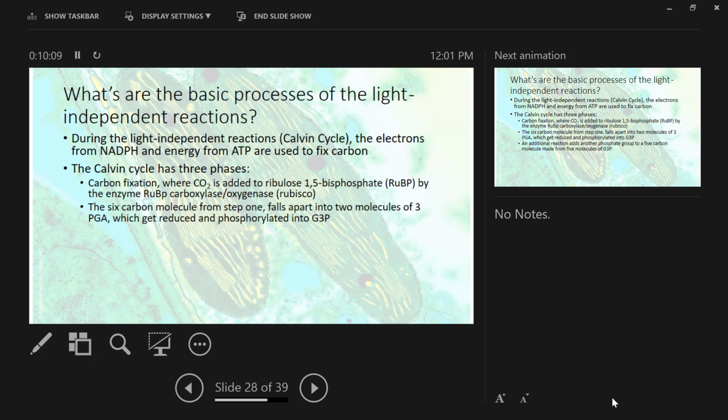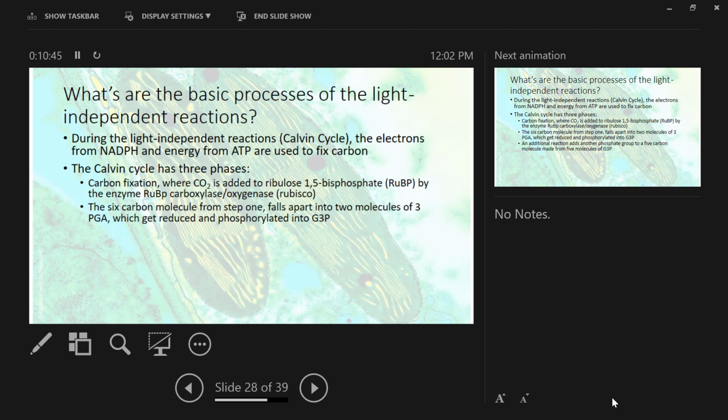Okay, so the second part was once you attach that carbon dioxide to a 5-carbon sugar, you get a 6-carbon molecule that immediately falls apart into 3-PGA, and this gets reduced and further phosphorylated into ultimately G3P, glyceraldehyde 3-phosphate, which is a molecule that we also find during glycolysis. It's a molecule that you get during the first 5 steps of glycolysis. So this phase is the reduction.